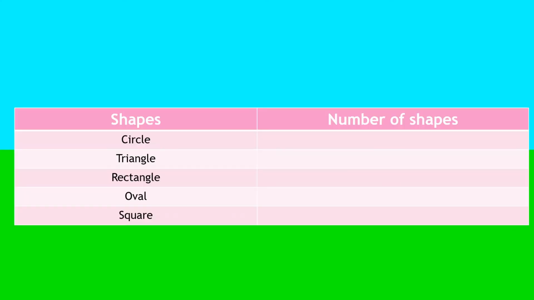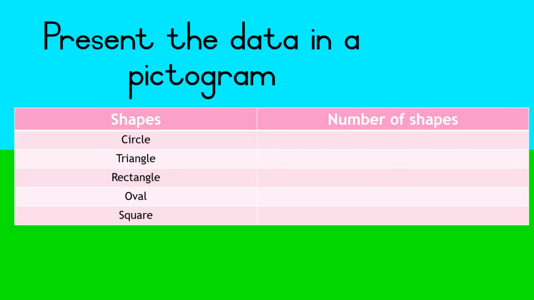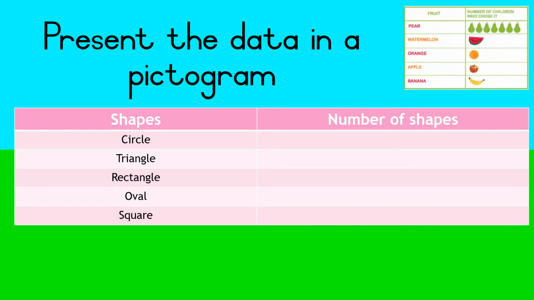The question asks us, how many of the same shapes are there in the picture? It also told us to present the data in a picture graph or a pictogram. It is the same thing, grade 3s. A pictogram uses pictures to present data like this one. Here, they use pictures to show how many children like which fruits. So, let us start to present our data in our picture graph.